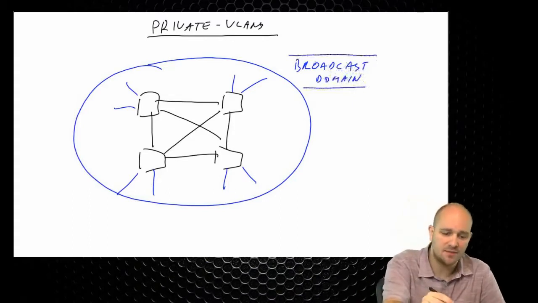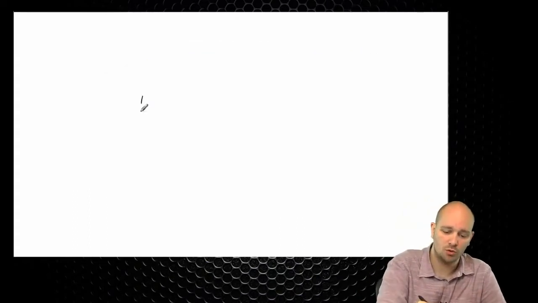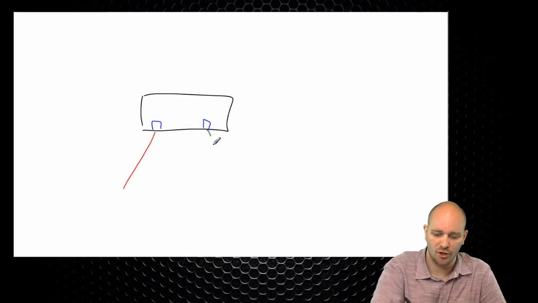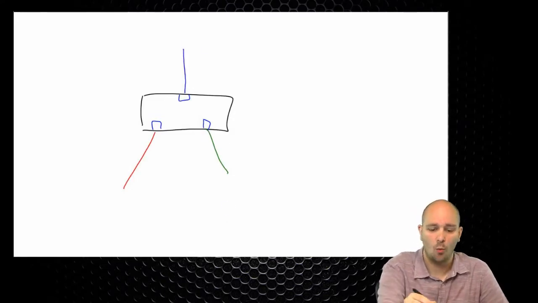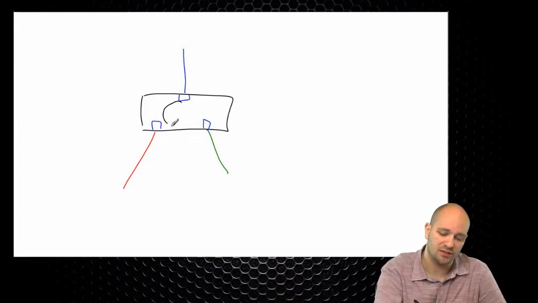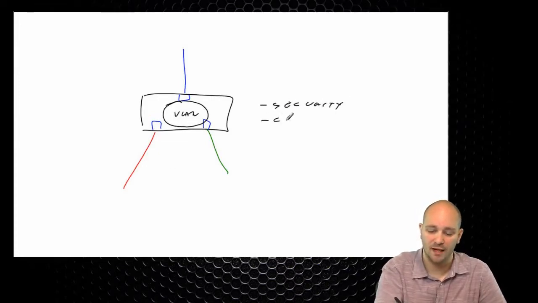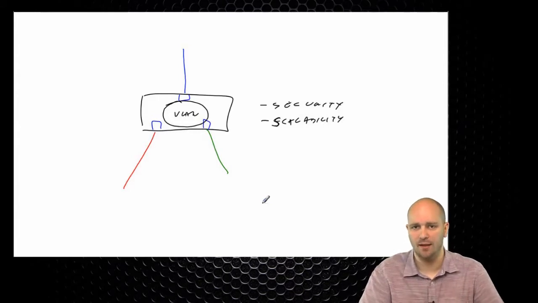Now, sometimes you want to have a situation where on one switch some hosts actually cannot talk to each other, but they are, for whatever reason, in the same VLAN. Now, what would be the reason for these hosts here to be in the same VLAN, but not to be able to talk to each other? Well, of course, one of the reasons would be security, and the other reason could be scalability. Now, why do I say scalability? How does scalability figure into this?